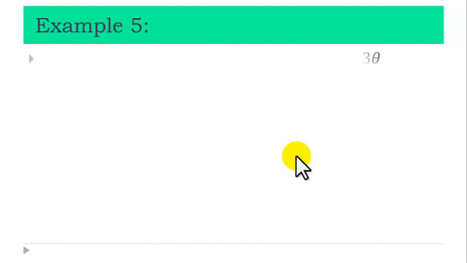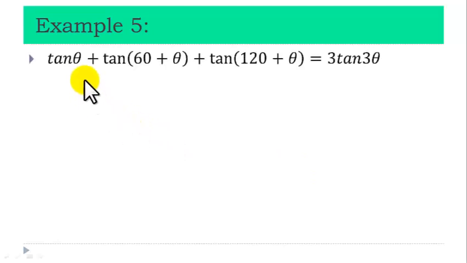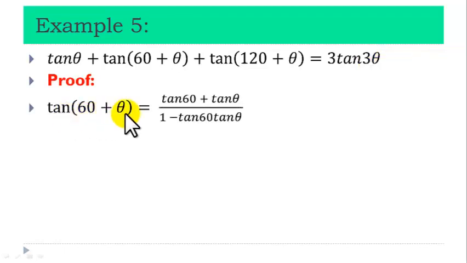Example 5. Prove that tanθ + tan(60° + θ) + tan(120° + θ) is equal to 3 tan 3θ. Proof. tan(60° + θ), using the addition formula, is equal to (tan 60° + tanθ) over (1 − tan 60° tanθ). Tan 60° is root 3, so this will give us (√3 + tanθ) over (1 − √3 tanθ).